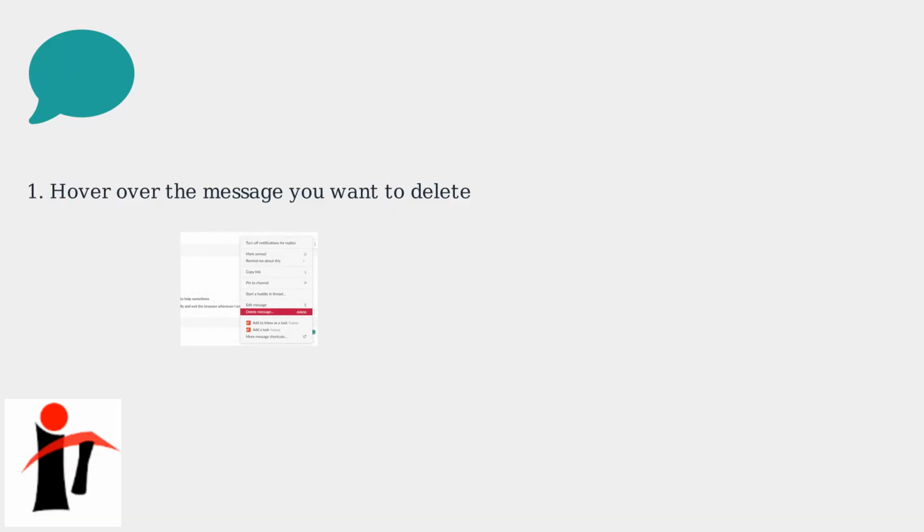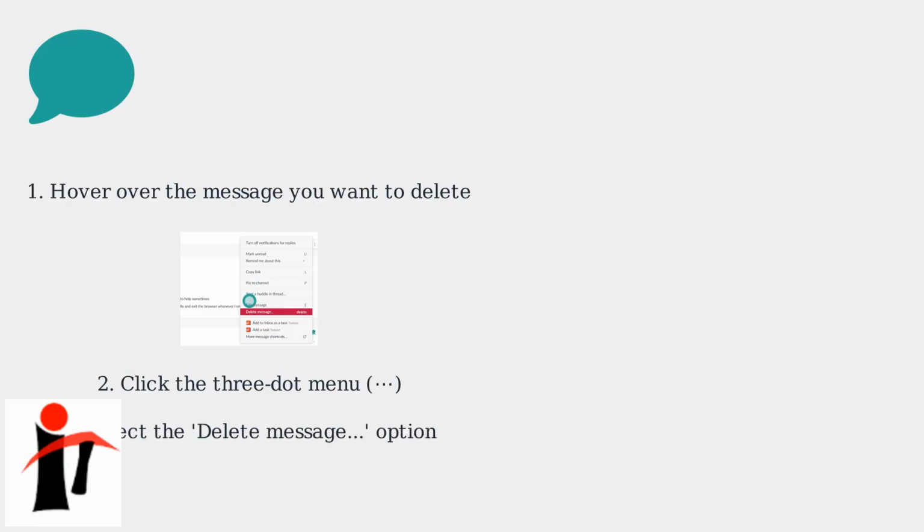Deleting a single message in Slack is straightforward and works the same way across platforms. First, hover over the message you want to remove. This reveals additional options. When you hover, a three-dot menu appears next to the message. Click on the three-dot menu icon that appears. From the menu, select Delete Message to proceed.